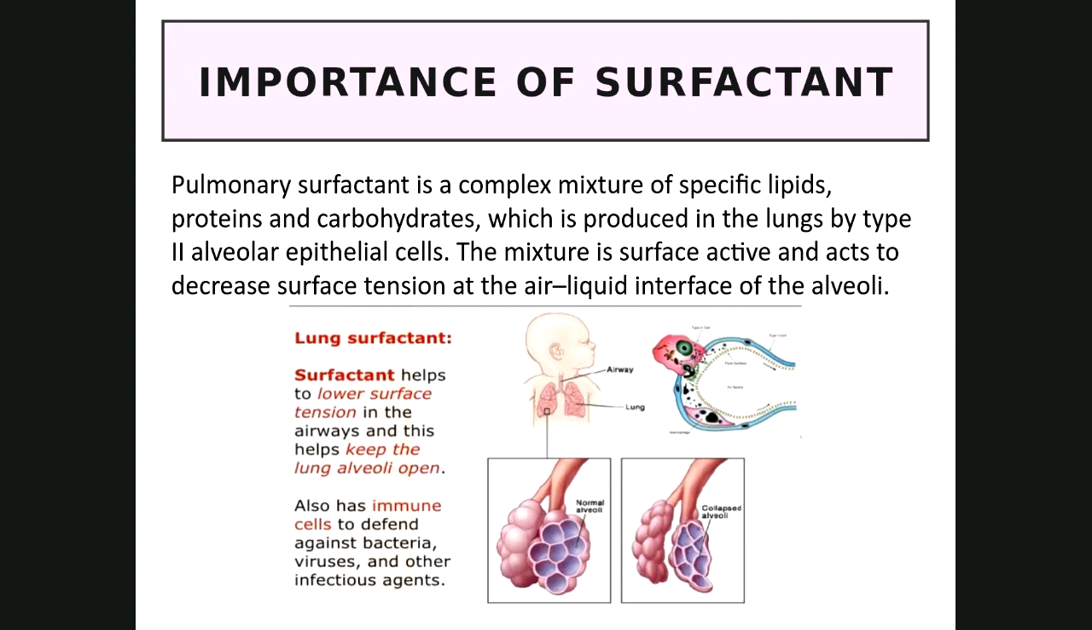It's kind of like a soap-like substance. You can think of the surfactant as helping keep the lungs open. Lung surfactant helps to lower the surface tension in the airways, and this helps keep the lung alveoli open. Also, the surfactant has immune cells to defend against bacteria, viruses, and other infectious agents. So the presence of surfactant not only helps keep the alveoli and the lungs open so the baby can keep breathing, but it also helps make sure that the baby doesn't get an infection.